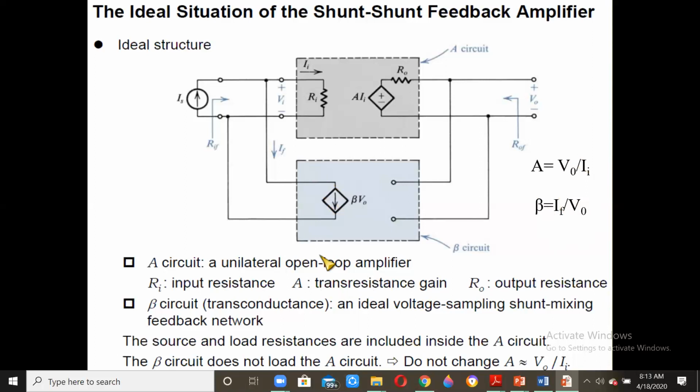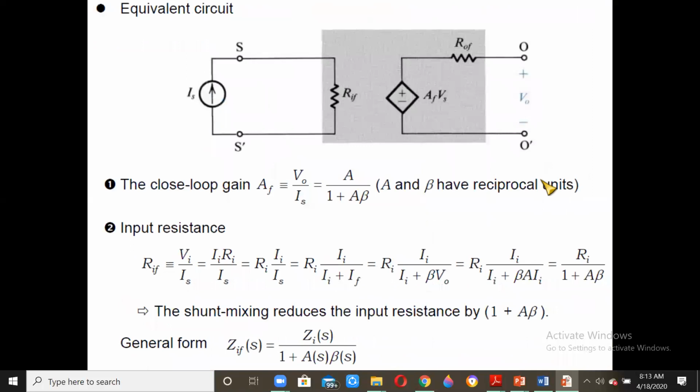We again consider that the A is a unilateral open loop amplifier, and similarly the beta transmits only from this side to this side, not from this side to this side. So beta is not going to load the A, that is the assumption which we have.